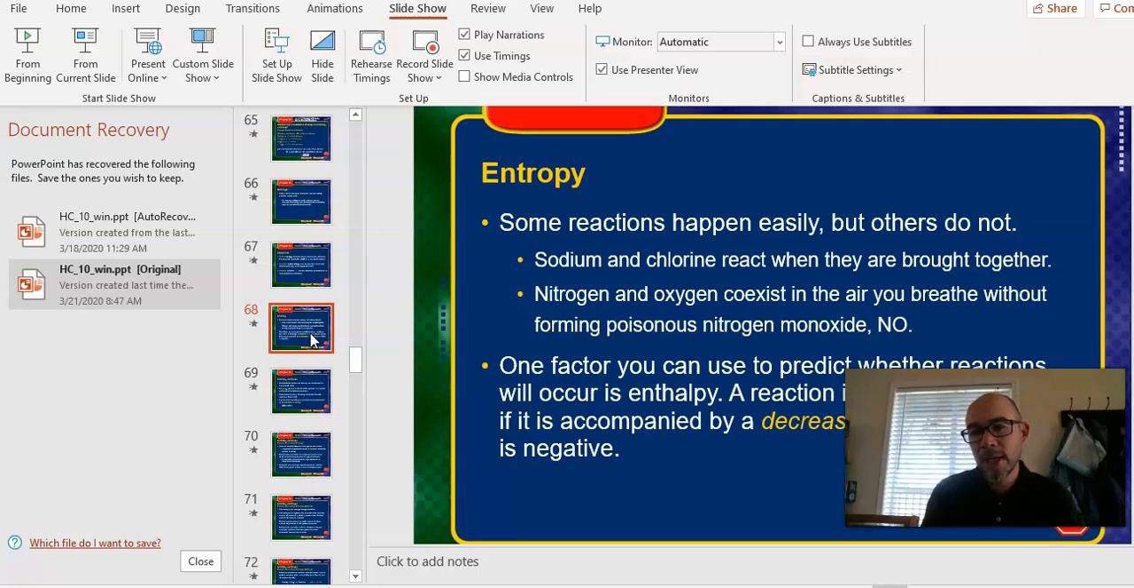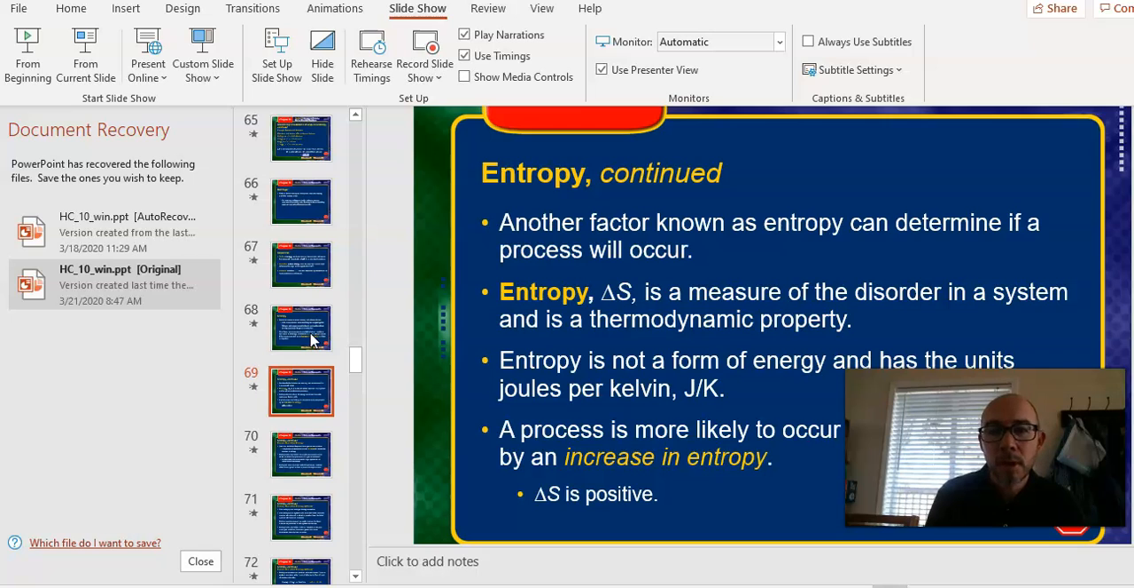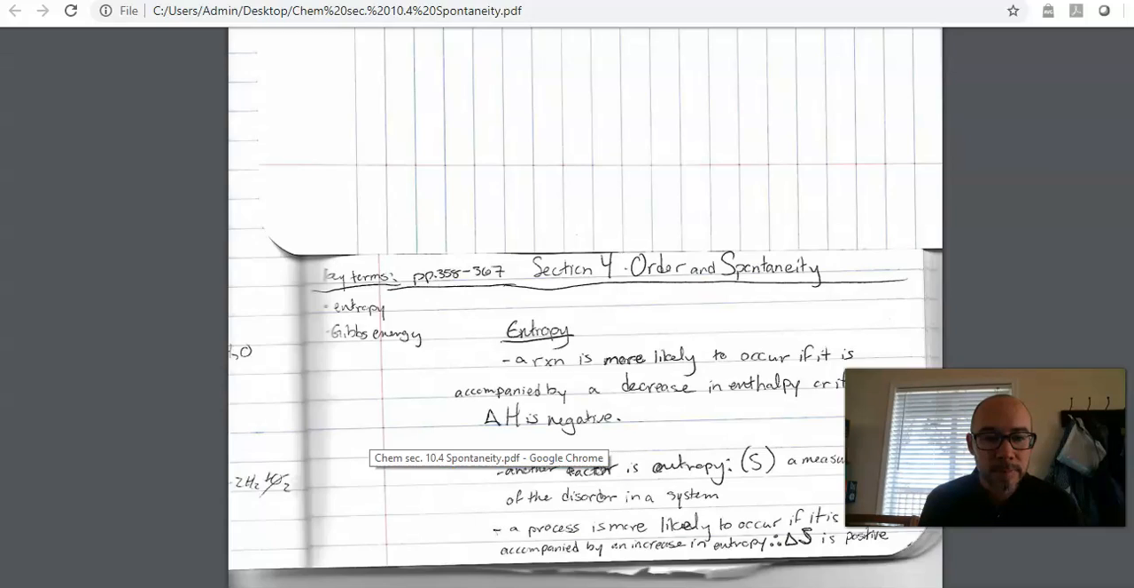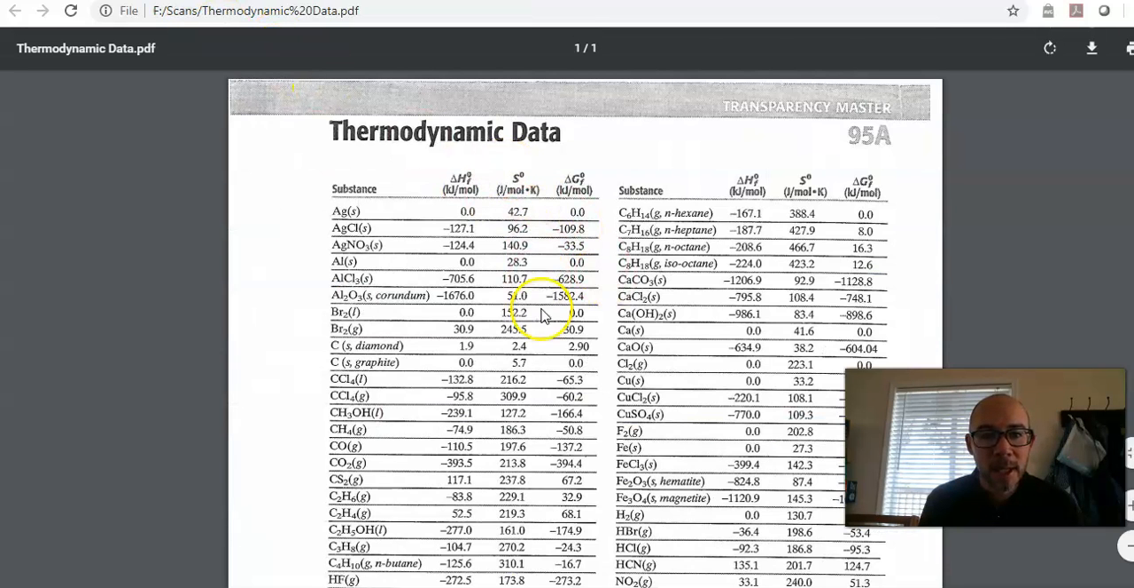Entropy kind of plays into that. Entropy is kind of the disorderliness of a system. Entropy measures disorder and is a thermodynamic property. In fact, if you look at that, we have thermodynamic data. This column here with delta S, those are all values for entropies. And note they're in joules per mole kelvin. So it's a certain amount of energy here for every mole, and it depends on the temperature that we're at as well.